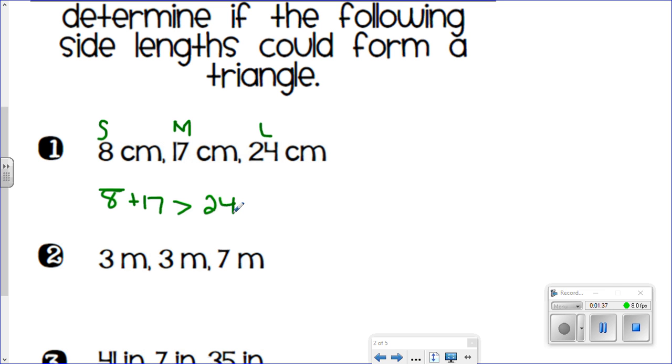If you add 8 and 17, you end up with 25. And 25 is indeed greater than 24. So the side lengths 8, 17, and 24 actually make a triangle. So yes, this one does make a triangle.